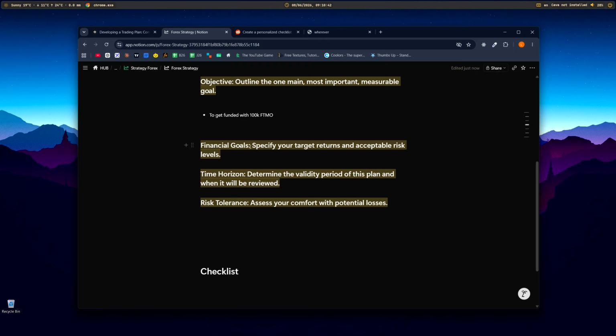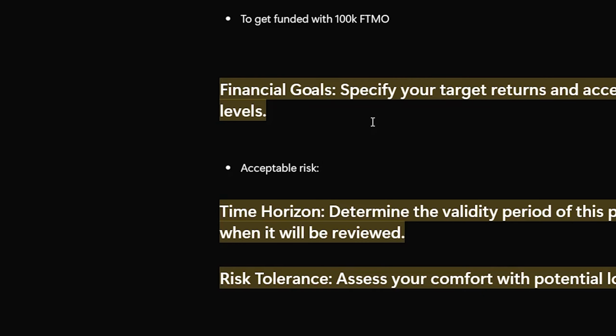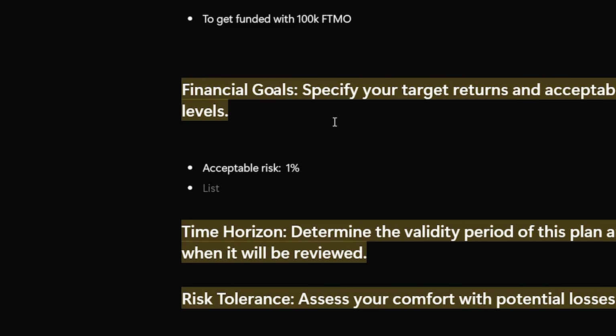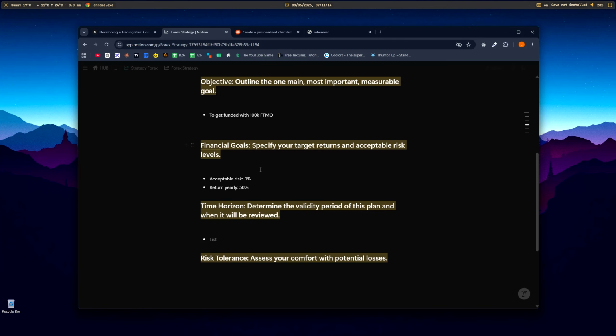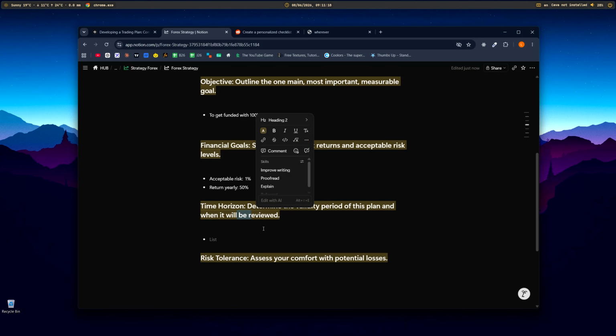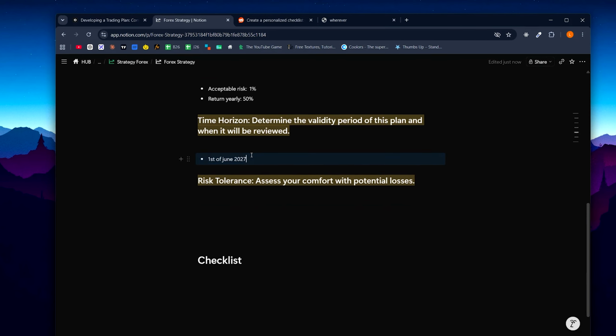Financial goal: specify your target returns and acceptable risk level. Acceptable risk needs to be 1% with a yearly return of 50%. It's a lot. Don't trust the gurus online. And time horizon: determine the validity period of this plan and when it will be reviewed. It's the 7th of June, so 1st of June 2027. I think it's a considerable date.